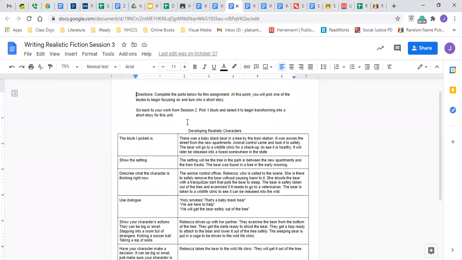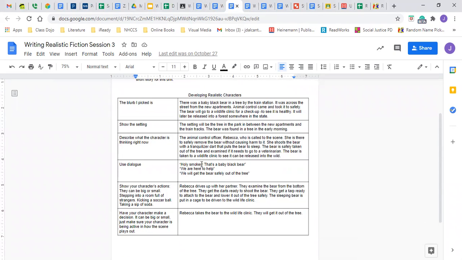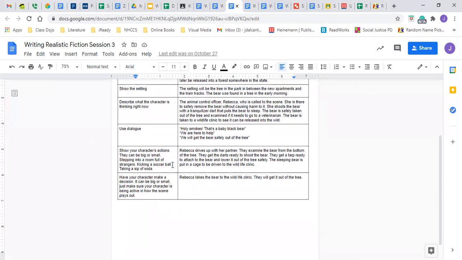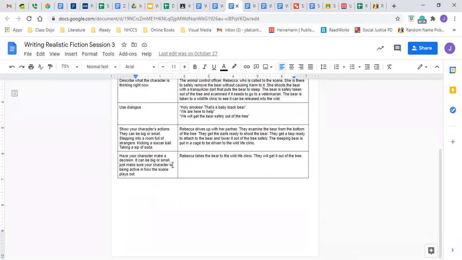Here's the next session we did work in. This is session 3. Students were to pick what blurb they were going to turn into the short story and then start fleshing out the details. What's the setting going to be? Who are their characters going to be? What kind of dialogue might they use? And what are some things the characters are going to be?